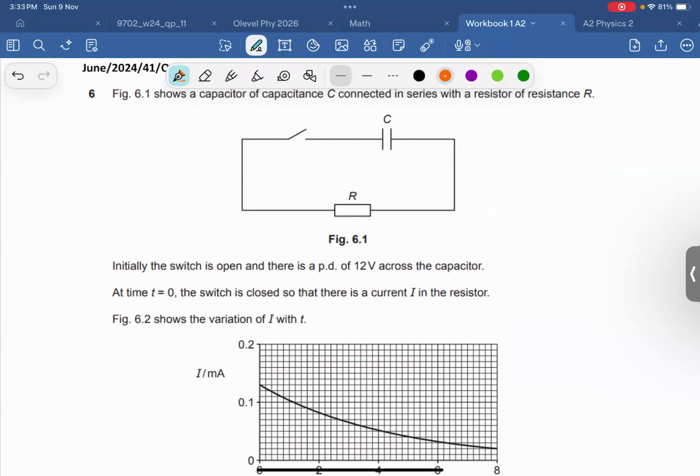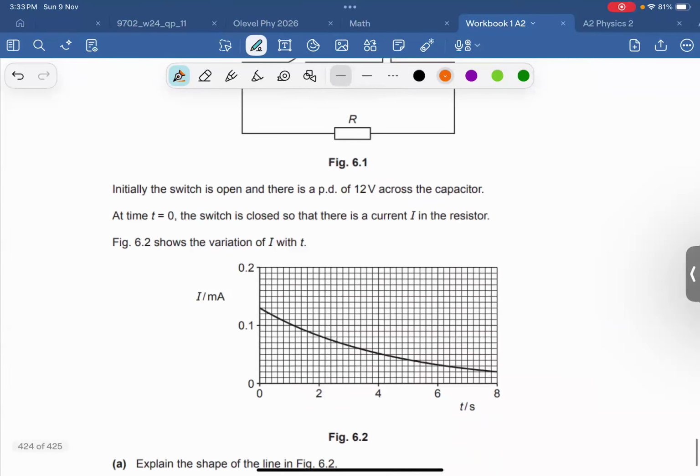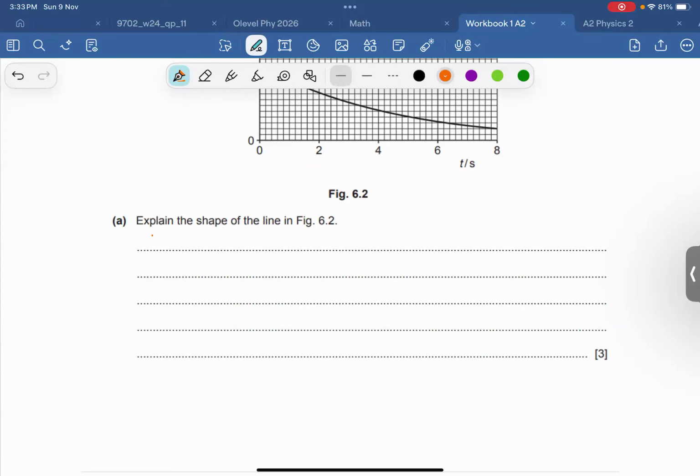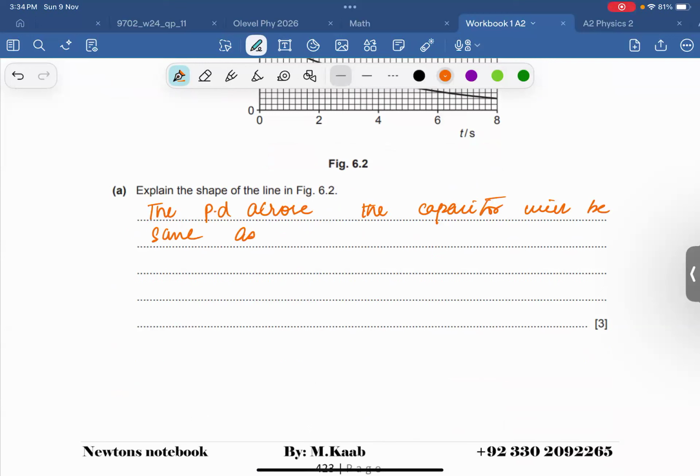The potential difference across the capacitor will be directly proportional to the charges. So we can say that the PD across the capacitor will be the same as the PD across the resistor.